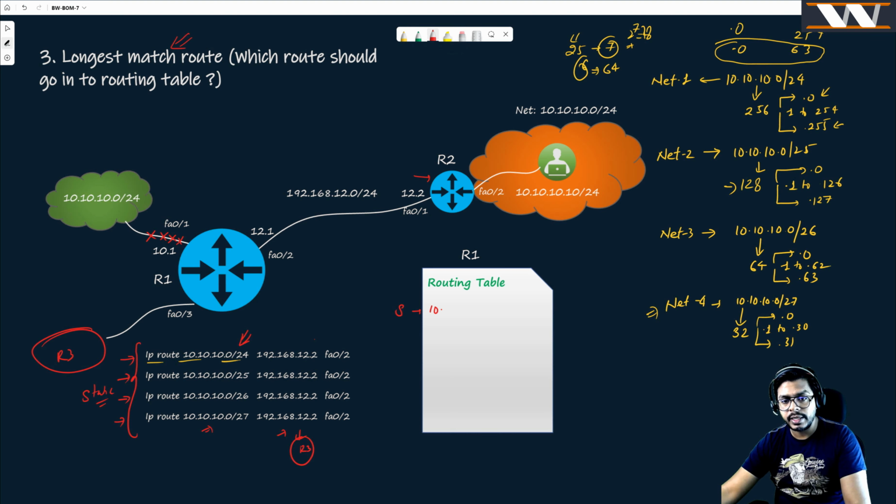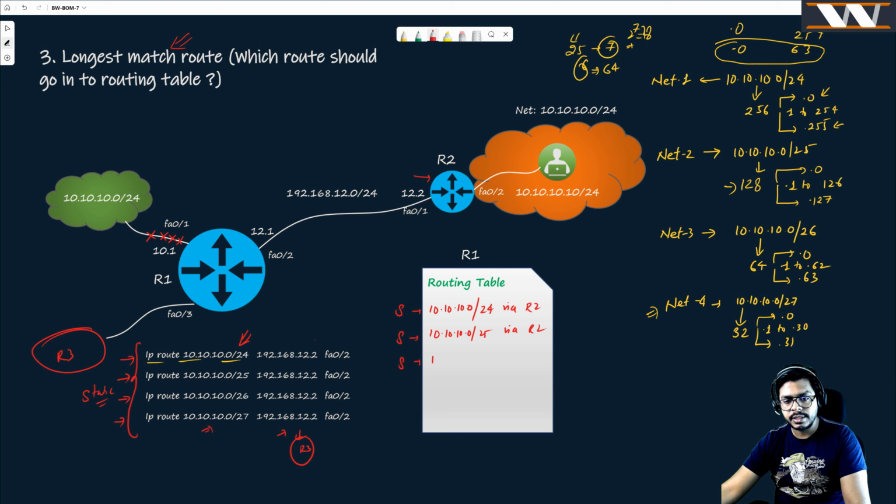First thing first, for 10.10.10.0/24 via router R2, right? You can calculate them, you can write it down here FA0/2 as well as 12.2, but for simplicity I am writing this. The second route which is going to go here is 10.10.10.0/25 via again R2.